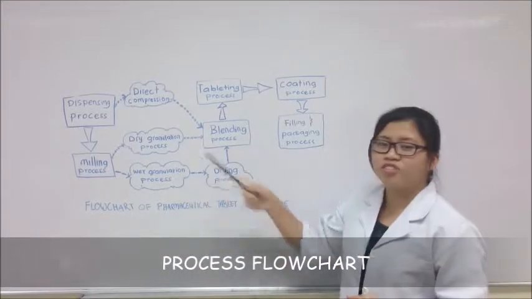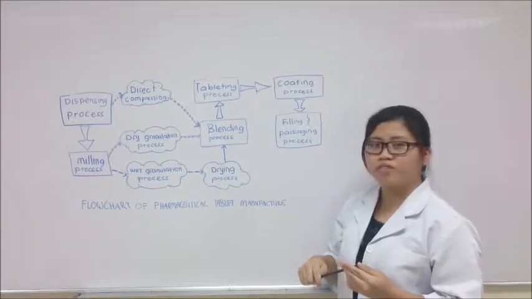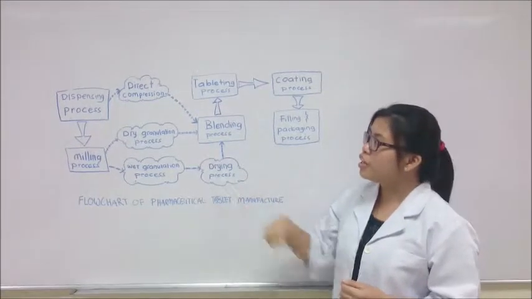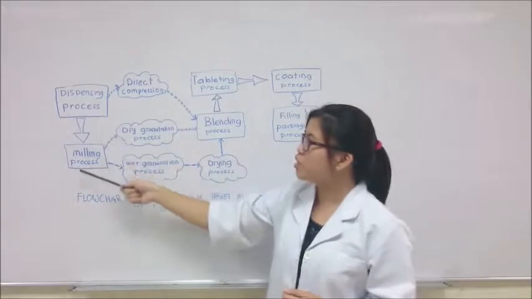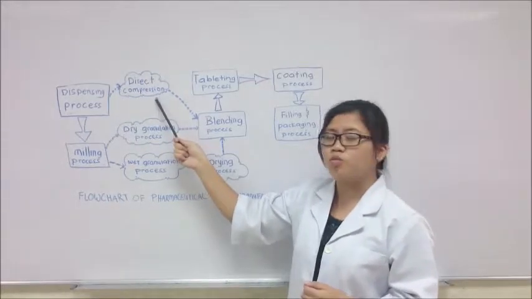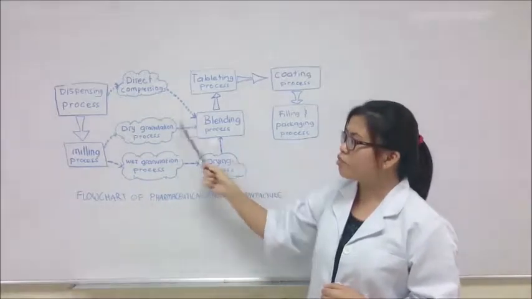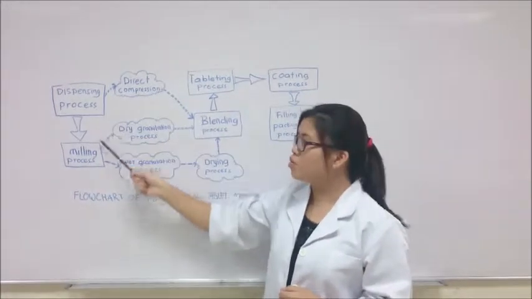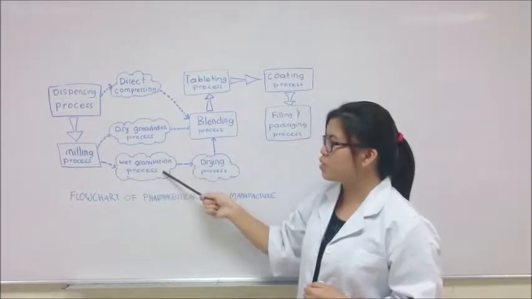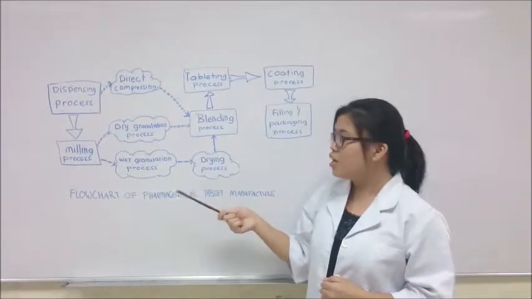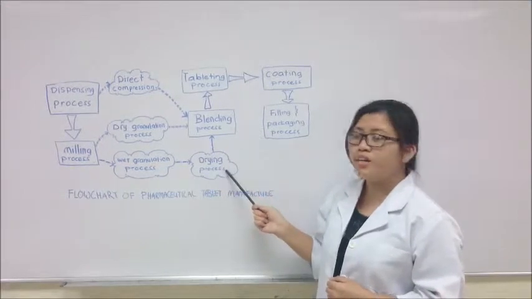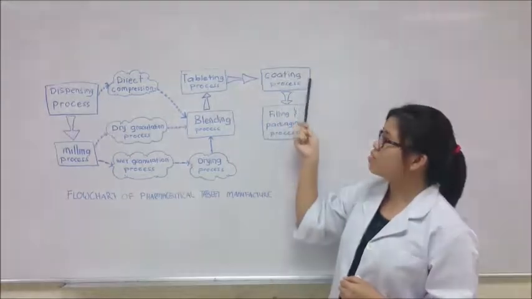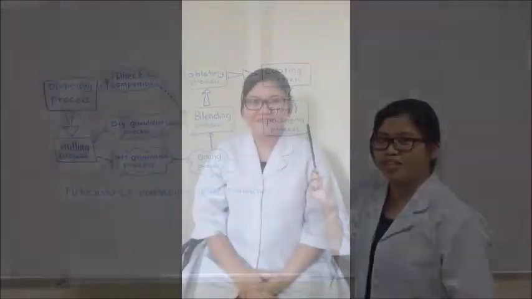As you can see here, there are three different types of tablet manufacture, which are direct compression, dry granulation, and wet granulation. In direct compression, it will skip the milling process, where the product of this direct compression will directly go to the blending process. As for dry granulation and wet granulation, from the dispensing process, the powder will go to the milling process, then to this process. However, for wet granulation, it will undergo a drying process. Then, in the blending process, it will go to the tableting process, then to the coating process, lastly, the filling and packaging process.